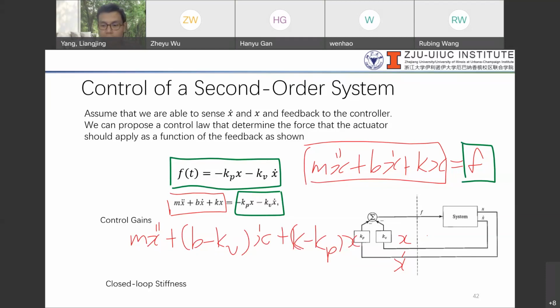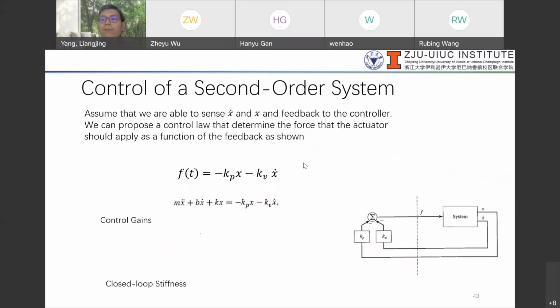Okay, so now we have our closed loop stiffness and our closed loop damping. Okay, so these are all your closed loop parameters. All right. So this is your closed loop stiffness.